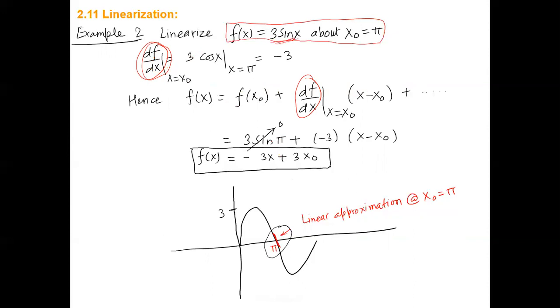So 3 sine becomes 3 cosine, but that has to be evaluated at x equals pi. What does this give you? 3 cosine pi is negative 3, since cosine pi is negative 1. So this guy is negative 3 here. Then what is your f(x0)? f(x0) is 3 sine x0, where x0 is pi. Sine pi is 0, so this guy is 0. Then you have x minus x0, so we have negative 3 times (x minus x0).